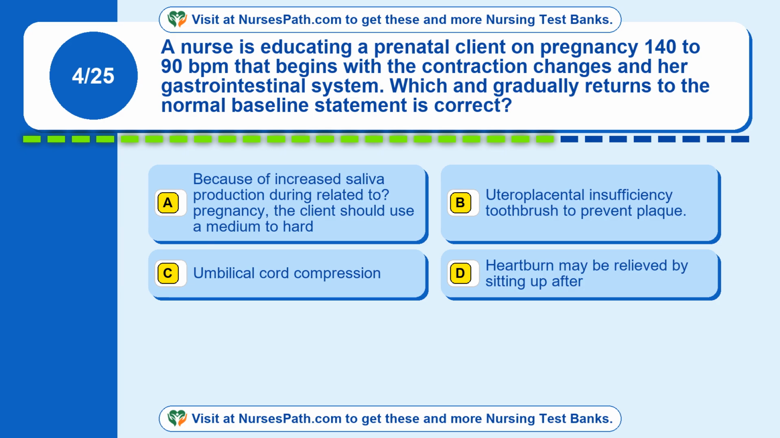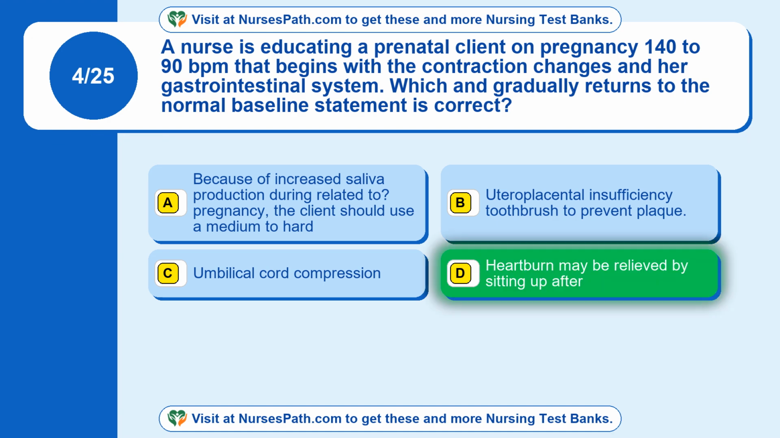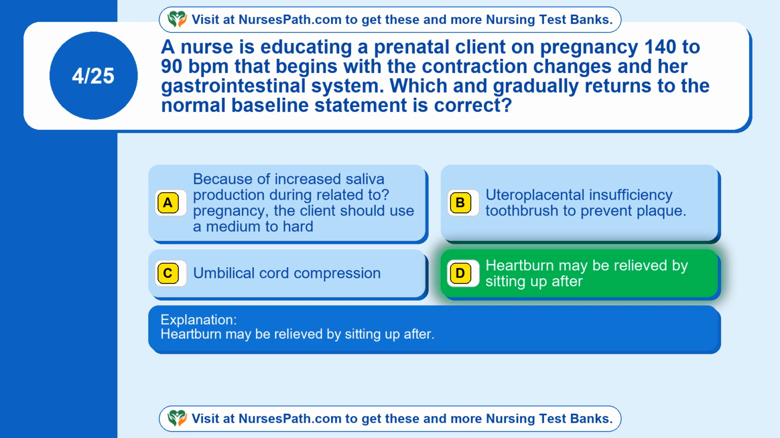Which statement is correct? Option A. Because of increased saliva production related to pregnancy, the client should use a medium to hard toothbrush to prevent plaque. Option B, uteroplacental insufficiency. Option C, umbilical cord compression. Option D, heartburn may be relieved by sitting up after eating. The correct answer is option D, heartburn may be relieved by sitting up after eating. Heartburn may be relieved by sitting up after eating.